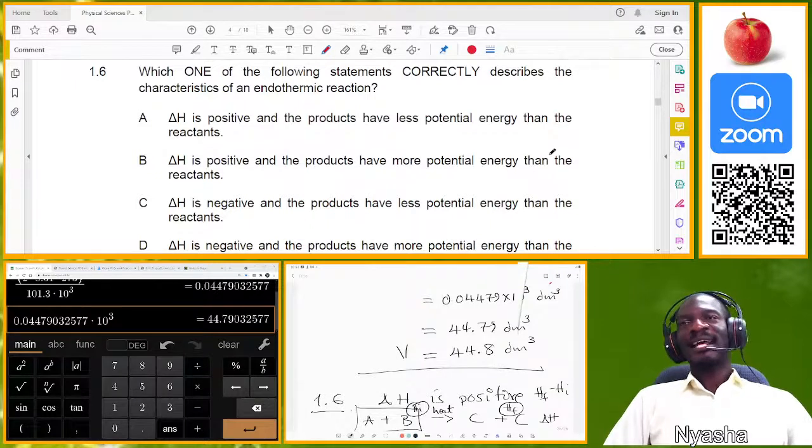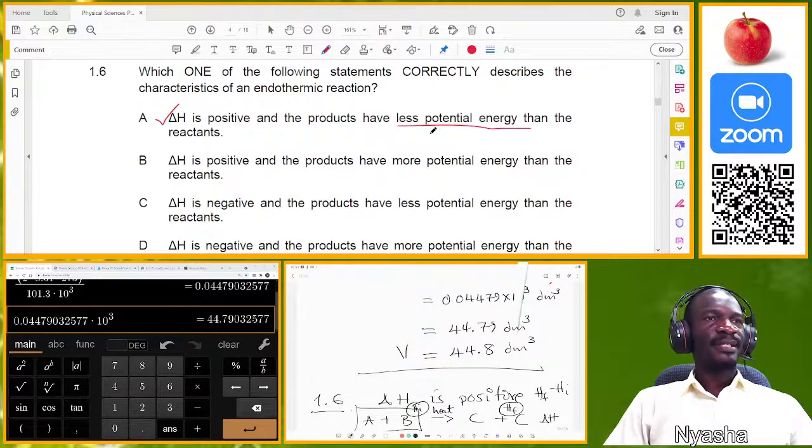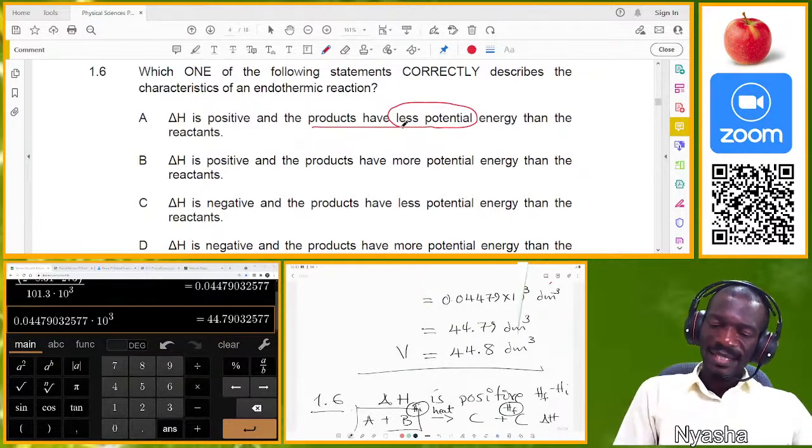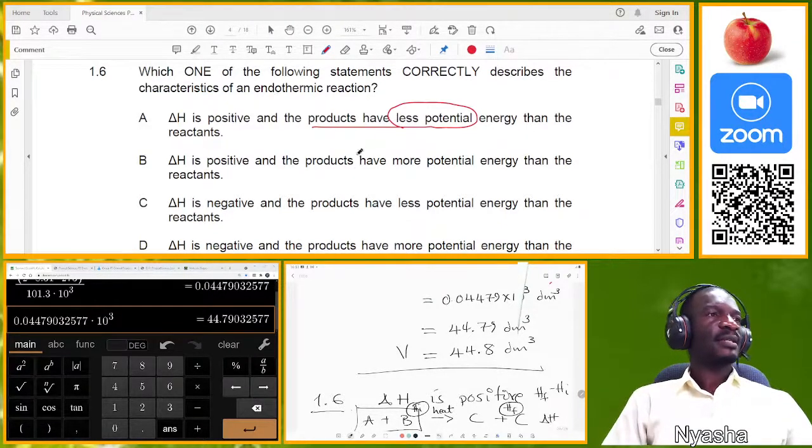If that is the case, then we can now look for the correct answer among these. So delta H is positive, so this one would qualify. It says the products have less potential energy than the reactants. No, this one wouldn't work. If the products have less potential energy, then we are in trouble, because what would have happened to the heat that we added? So that first one is not going to work as a correct answer.